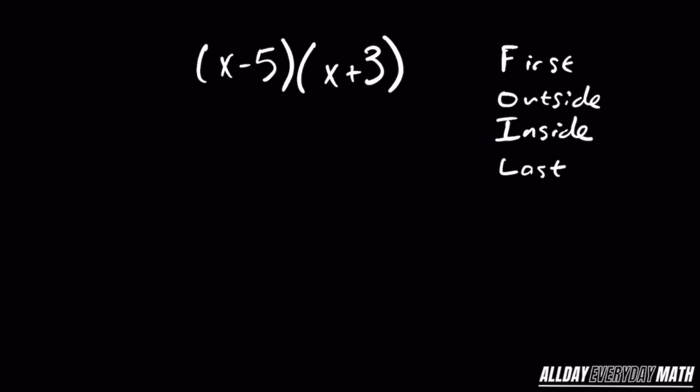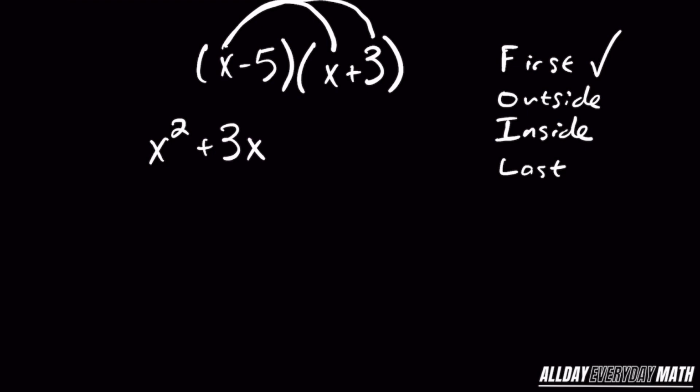So I am going to use the FOIL method. And so the first thing we have to do is multiply the first terms. So we're going to multiply x times x. And that is going to give us x squared. All right. So we did the first terms. Now we need to multiply the outside terms. So we're going to do x times positive 3. And so x times 3 is going to give us plus 3x, positive 3x.